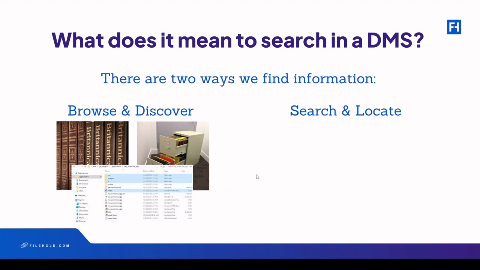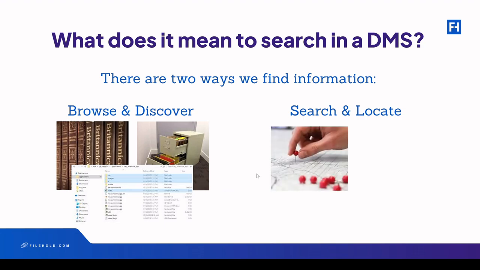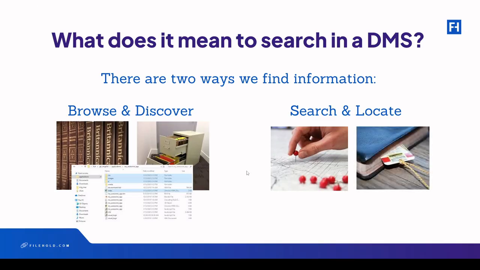Now, that's different than search and locate. Search and locate is similar to having a pin on a map. I go to the pin, I see that location. That pin has been placed there for me, but I know what I'm looking for and I'm finding it by that particular location. Another example of that could be a bookmark. When I have a bookmark inside of a text, I can jump to that spot. I can find exactly what I want because someone's put something there for me to find. I'm searching for something and I'm locating it straight away.